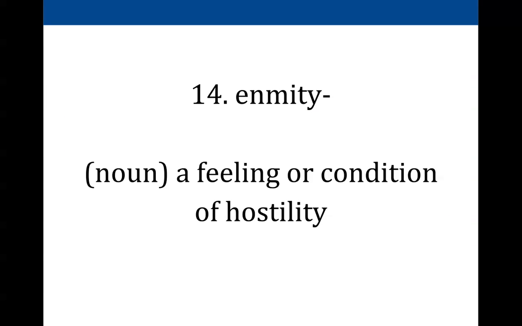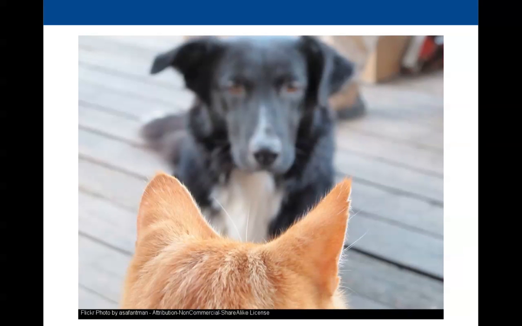Enmity is a noun, and it's a feeling or condition of hostility. And to be hostile is to be angry, to be irritated, to have anger towards something. So to have enmity is to have this kind of animosity, this hostility and anger towards something. So a lot of times, I don't know if you have animals in your house, but if you have a dog and a cat, there might be this kind of enmity between them where they have this ongoing irritation with each other because they just don't get along.